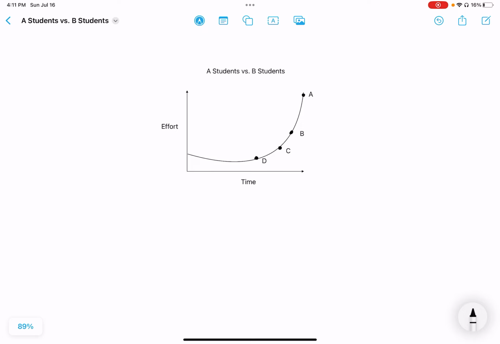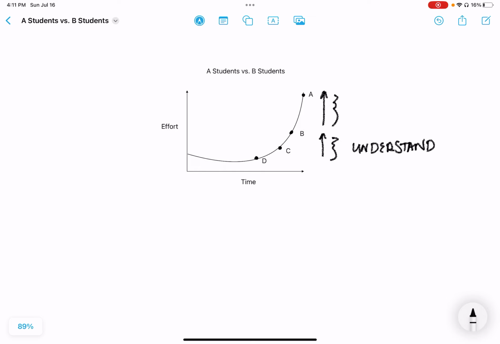Today we're going to go over some insights on what separates B students from A students. If you take a look at this graph, you'll notice that the effort required to go from a C to a B is not proportional to the effort required to go from a B to an A. It takes more effort to go from a B to an A than it does to go from a C to a B. The reason this is not the same in terms of effort level is because in order to get from a C to a B, you need to understand the contents sufficiently.